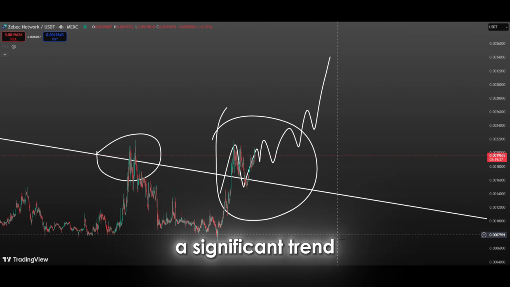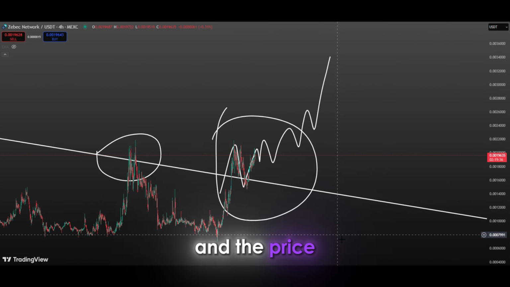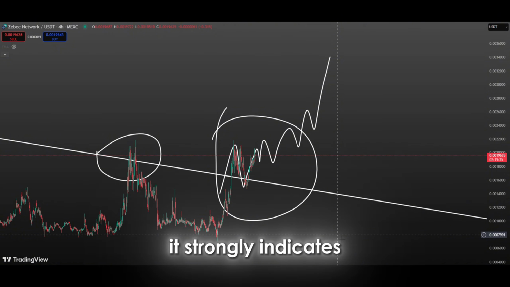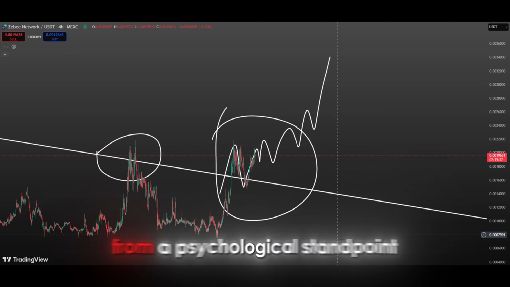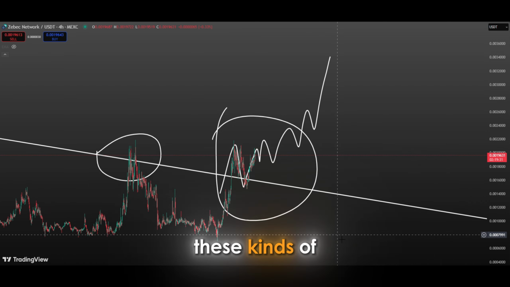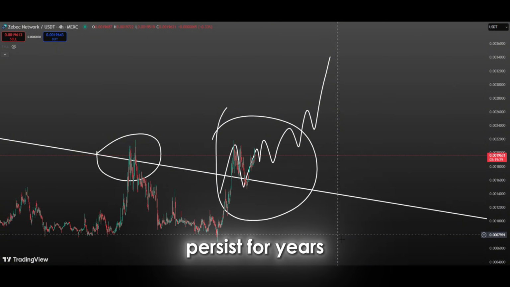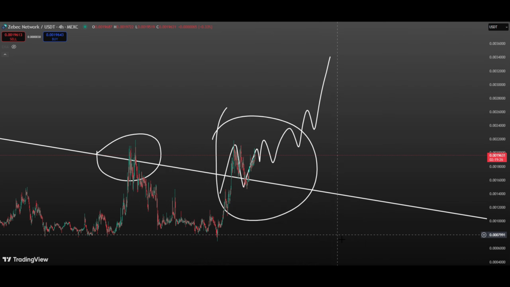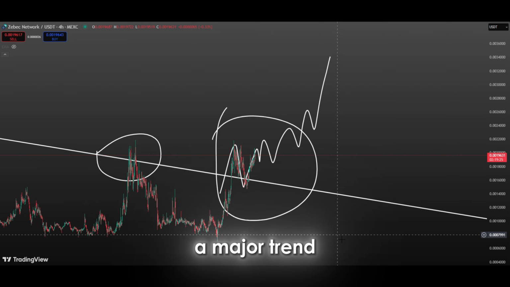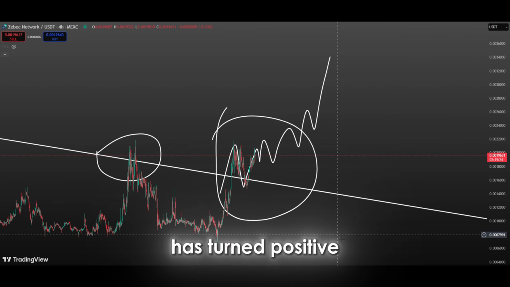Especially when such a significant trend line is broken and the price sustains movement above it, it strongly indicates that the market structure has shifted from bearish to bullish. From a psychological standpoint, these kinds of breakouts carry great importance. Descending trend lines can persist for years and often symbolize widespread pessimism in the market. Breaking above such a major trend suggests that sentiment has turned positive and investor confidence is being restored.